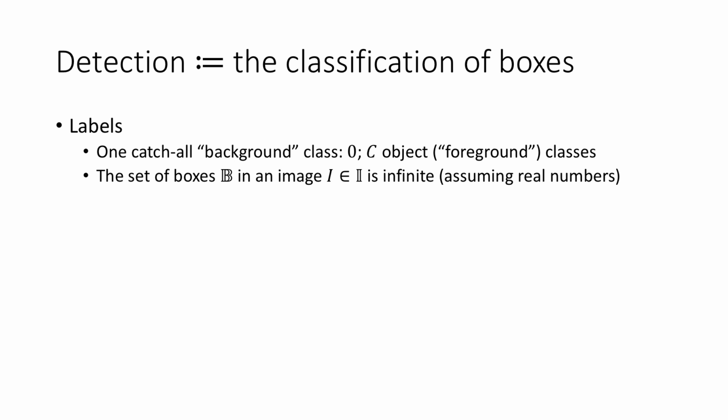Let's formalize the classification problem. First, we have the label space. It consists of C categorical labels for the objects in the vocabulary, for example, car, person, cat, bus, and so on. And one catch-all background label to indicate that a box does not correspond to any of the foreground categories. These labels will be applied to the boxes denoted script B in an image.